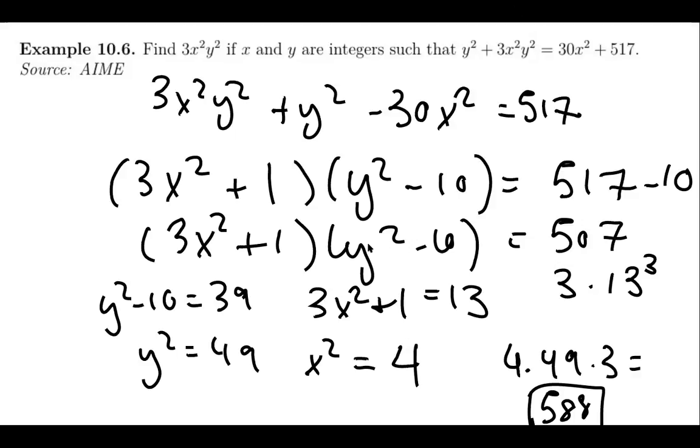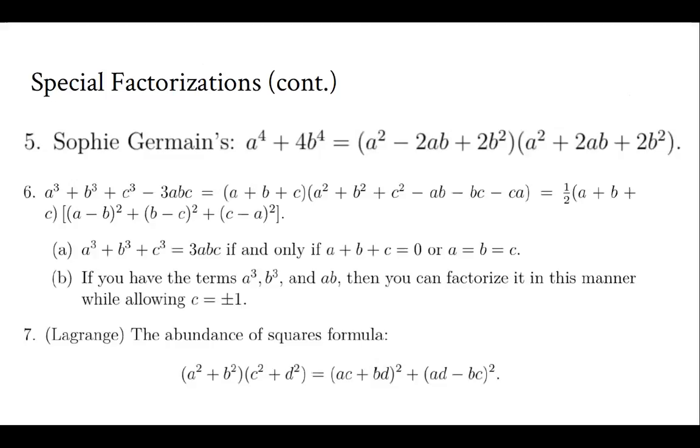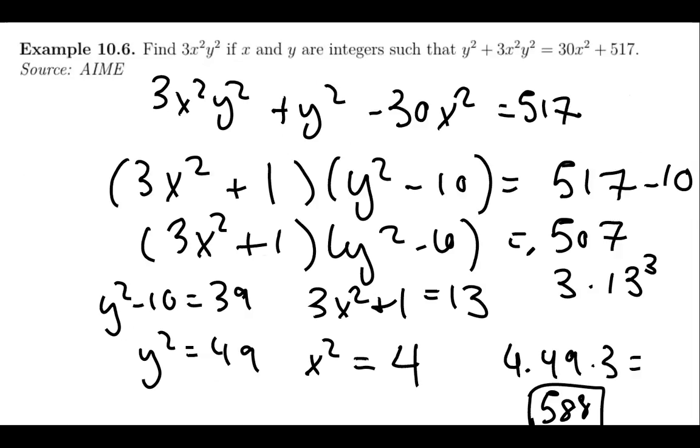Okay, we'll keep moving on. All right, so let's take a look at this example. Does anyone know which factorization we should use for this one? You can take a look at the list in the handout that Anant sent out. Okay, if you guessed Sophie Germain, that is correct. Let's take a look back. Notice that it's a to the 4th power plus 4 times b to the 4th power equals all this, and that is what we have here.